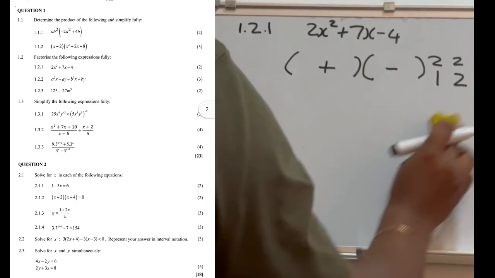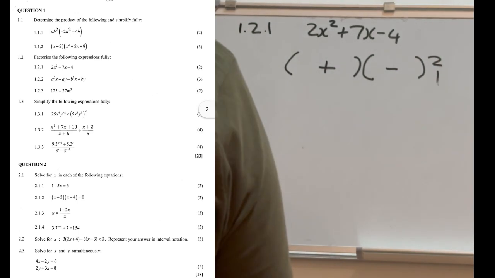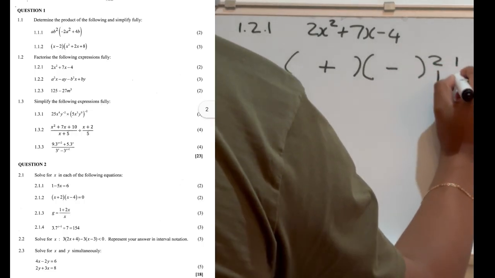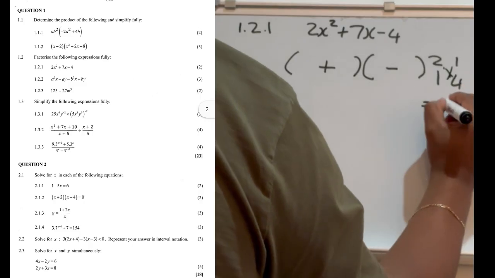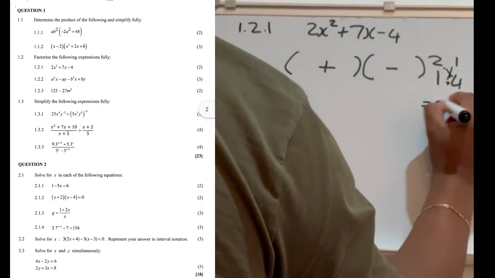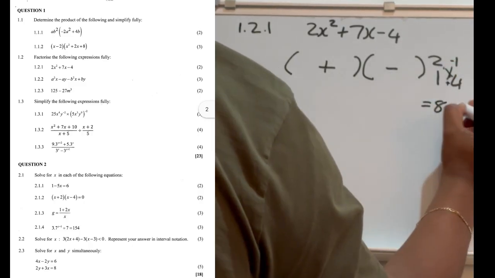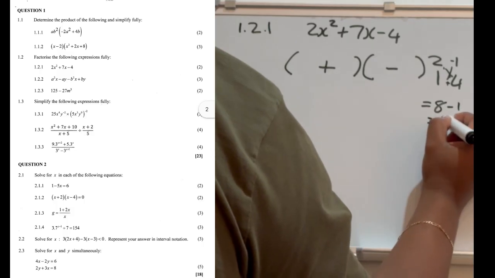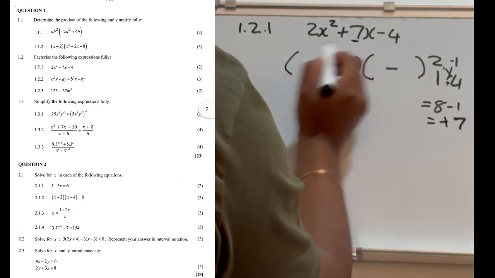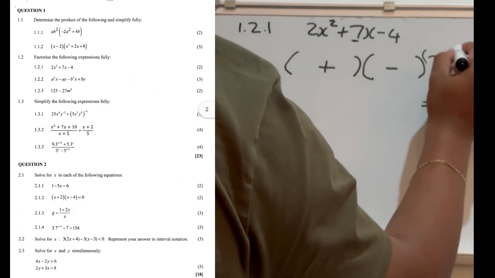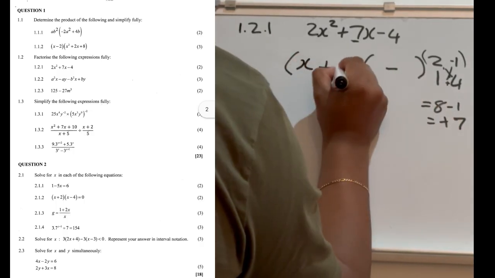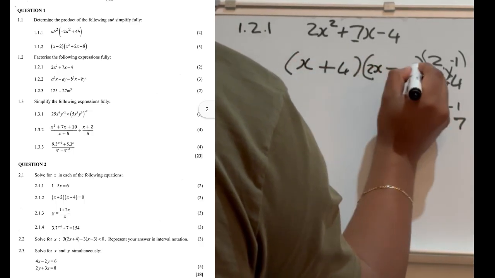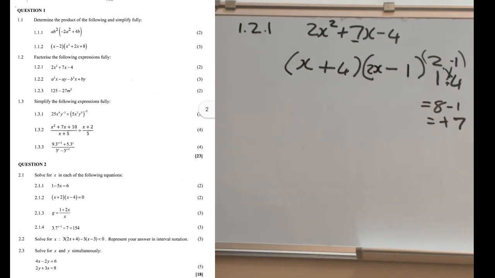So then we need to say, we're going to take the multiples of 1 and 4. 2 times 4 is 8. Plus 8. So with the plus is 8, and with the minus is minus 1. So then that gives you plus 7, which is that middle number there. So then we can just use that and that as our multiples. So that's going to be x plus 4 and 2x minus 1. Okay, so that's the first one.